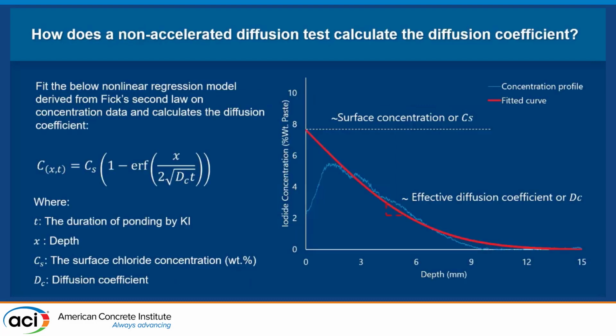For a non-accelerated diffusion test, we will usually fit a curve which is derived from Fick's second law. It's a nonlinear regression model derived from Fick's second law on our concentration data. So after fitting this on the data, you can see the diffusion coefficient is the slope of that curve.